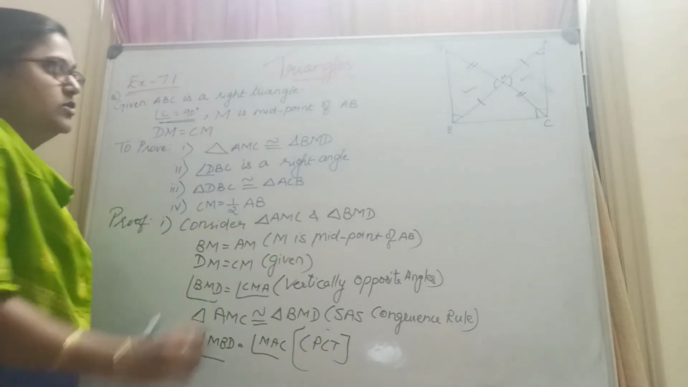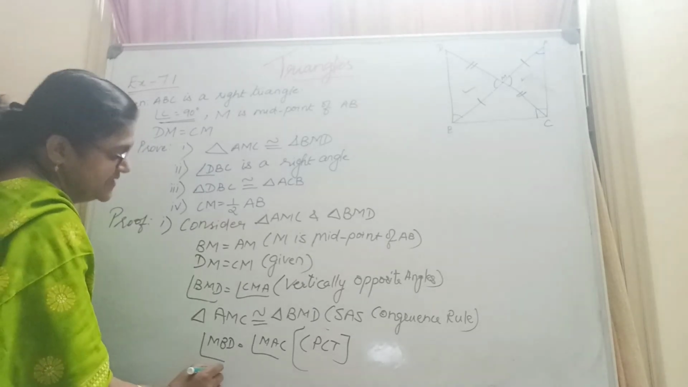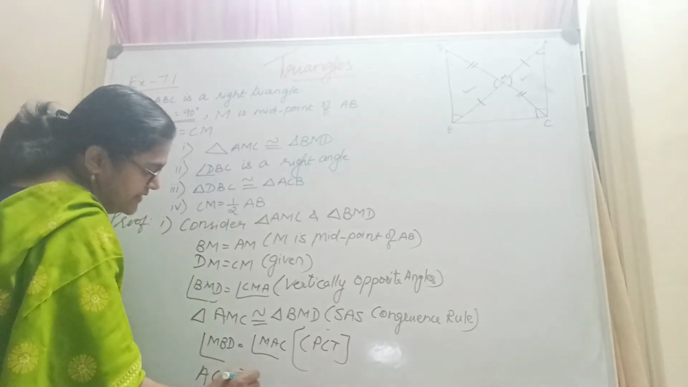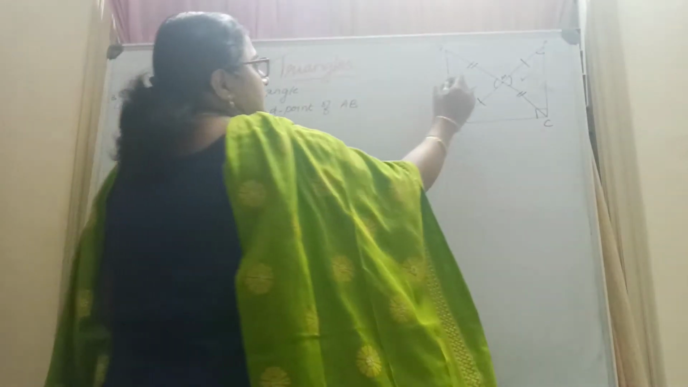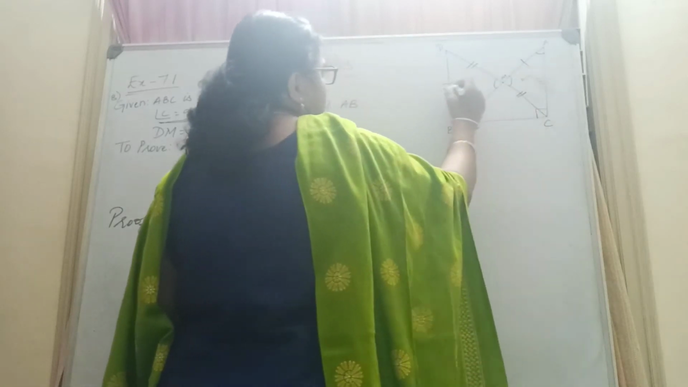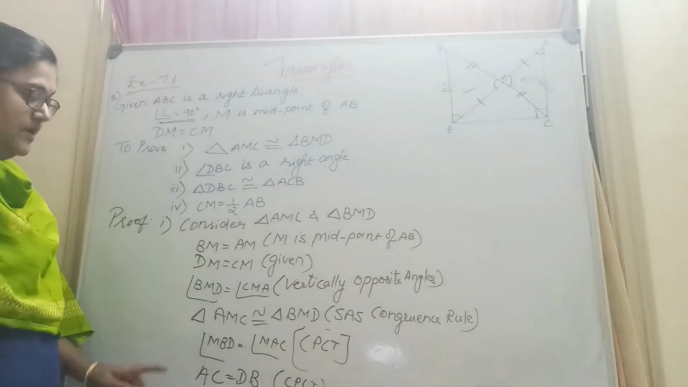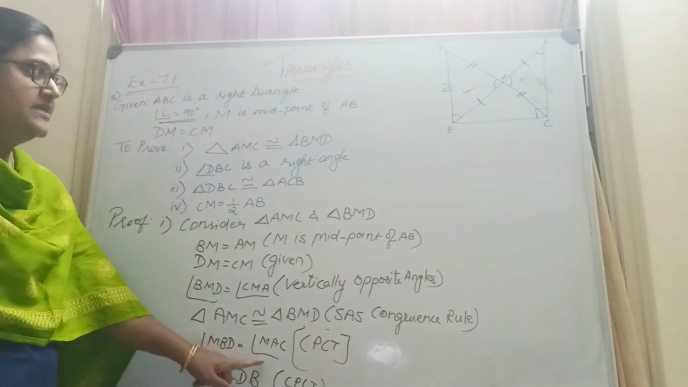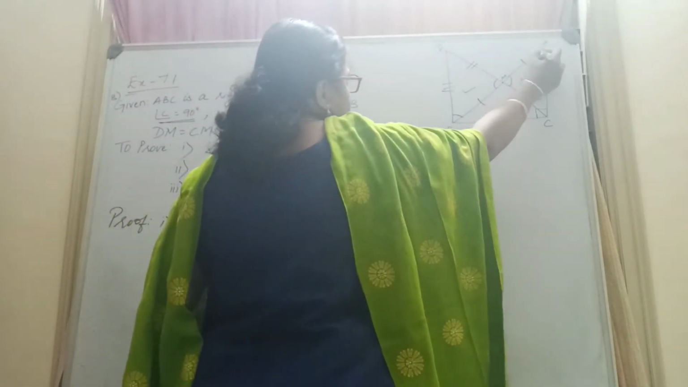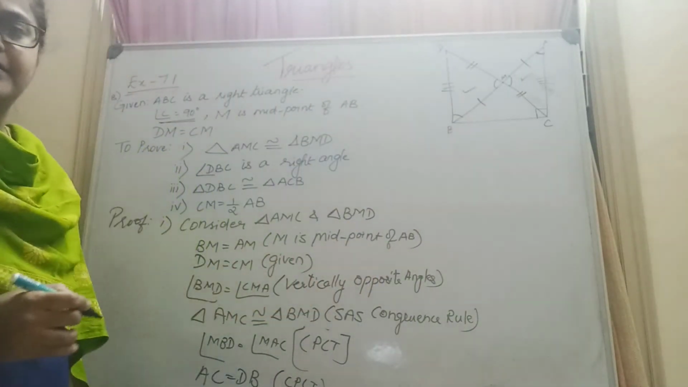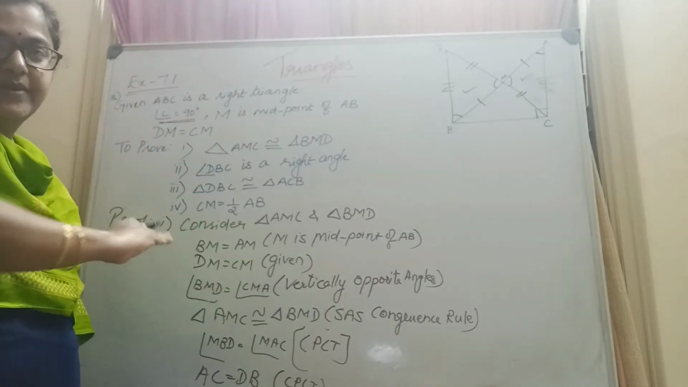Right? I can also conclude that AC is equal to DB. This is also CPCT. Right? Now, when you look at this, MBD is equal to MAC. That is, this angle is equal to this angle. They are alternate angles, right? They are on two sides of the same line segment, right?